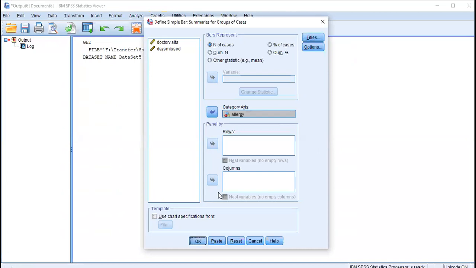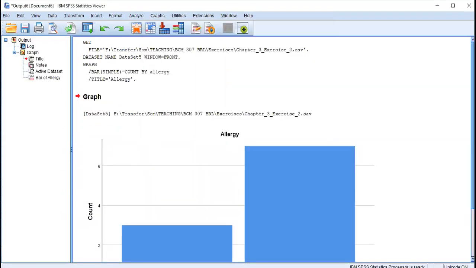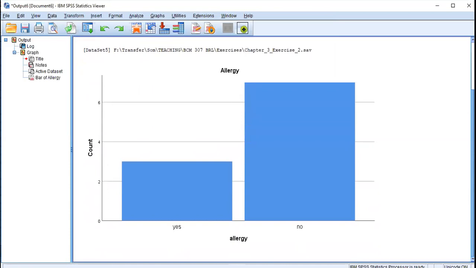I'll go for OK, and here we have got the bar chart for the nominal variable or category variable, where yes is 3 and no is 7. So that is the graph. Now coming to question 2.